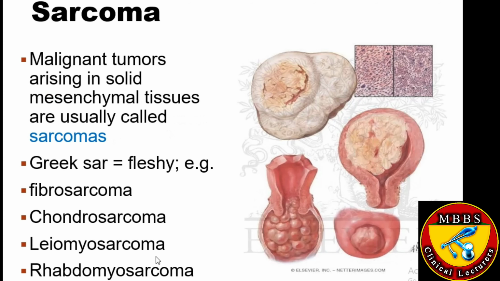Sarcomas, I have already explained to you, are malignant tumors that lie in mesenchymal tissues. Sarcoma, again, is a great word. They used it for fleshy, bulky objects. They are huge bulky tumors. For example, fibrosarcoma, chondrosarcoma, leiomyosarcoma, rhabdomyosarcoma.